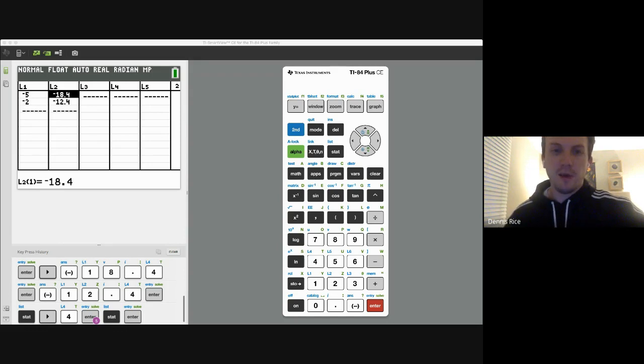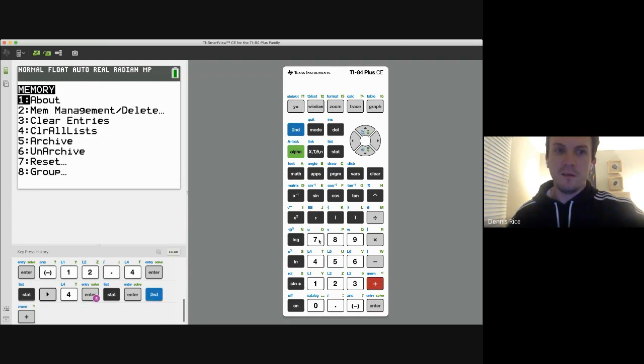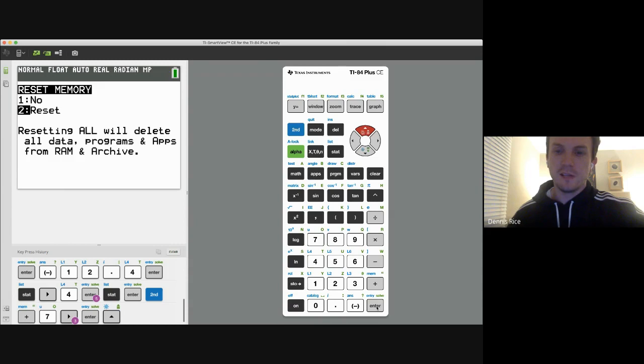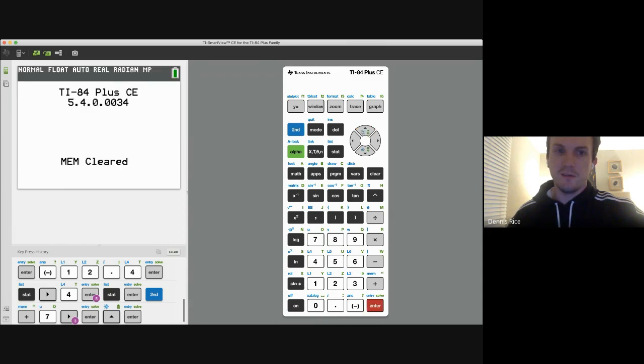But how you reset it manually, you hit second plus sign. You could just stab the little thing on the back. But second plus sign and then 7 and then all and then enter and then reset. Second plus sign. It's pretty easy to find from there. Second plus sign, or just stab the back.